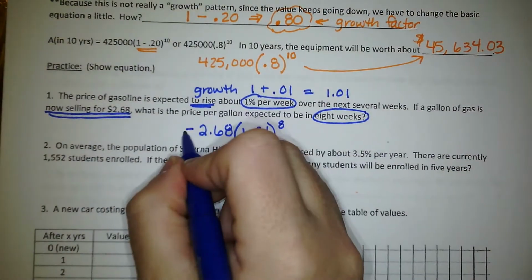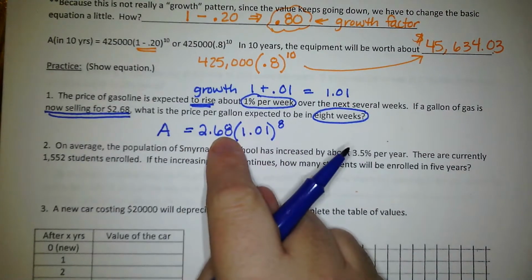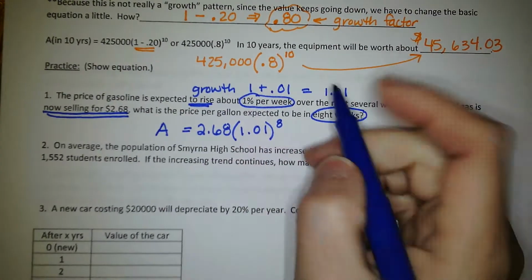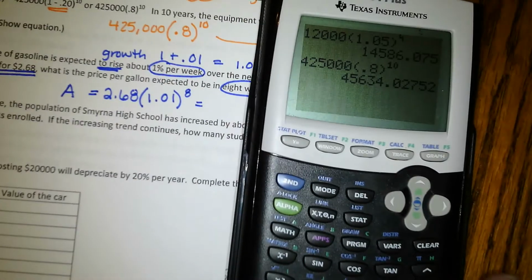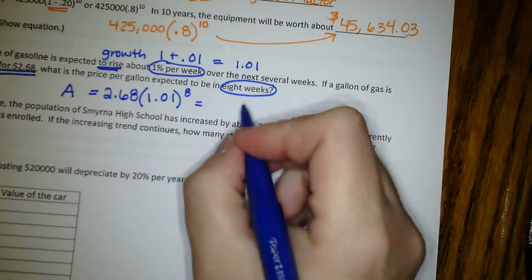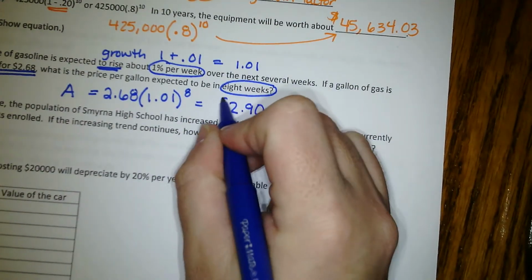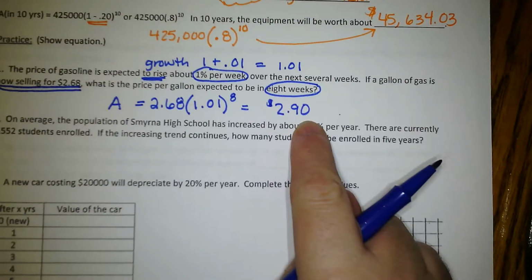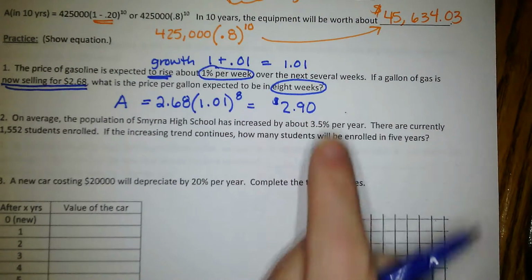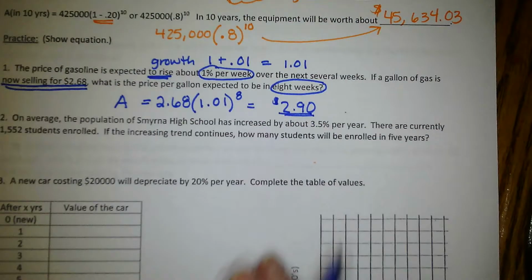So again, we've got $2.68. It is increasing by 1% for 8 weeks. 2.68 times 1.01 raised to the 8th power because we want 8 weeks. And it's going up to $2.90. So that's a big jump in gas. A 1% increase doesn't sound too bad, but 8 weeks later, that's a big jump for gas per gallon.